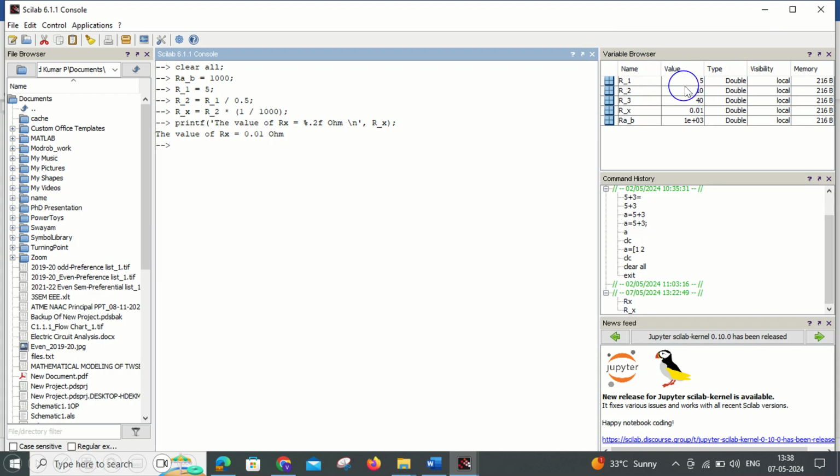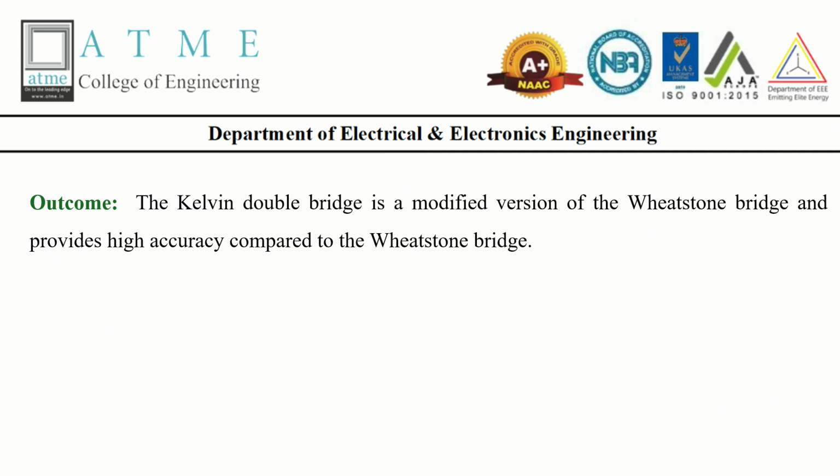So when we double it, we get R2 as 10 ohms by cross multiplying. So R3 we have 40, and Rx 0.0 ohm, that is the value we need to get. Here we have those values. With this we are winding up the Wheatstone bridge as well as Kelvin's double bridge.